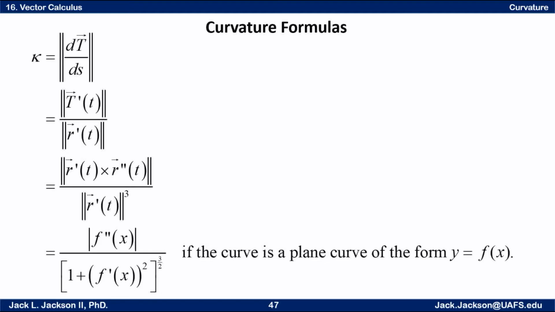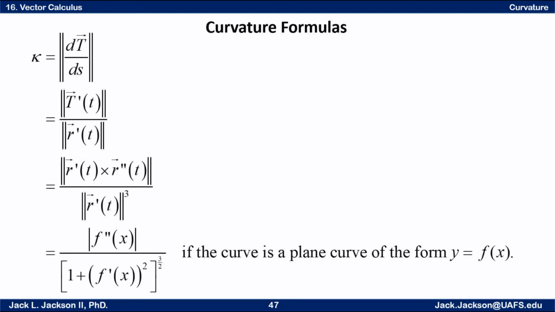Excuse me, and take that norm. We could also do it as the norm of T prime divided by the norm of r prime, and that gives us a way we can always do it directly if we know those things. If we're seeing it only in terms of the r's, then that was take r prime crossed with r double prime, take the norm, and then divide by the norm of r prime cubed.